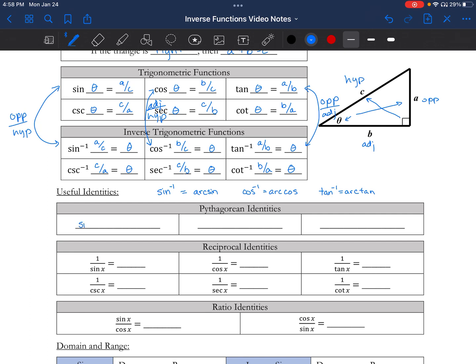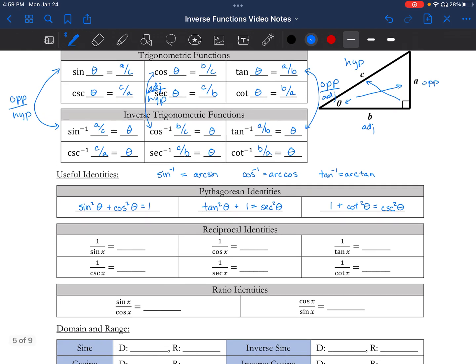So the first one is sine squared theta plus cosine squared theta equals 1. The next one is going to be tangent squared theta plus 1 equals secant squared theta. And the last one is going to be 1 plus cotangent squared theta equals cosecant squared theta. These are nice relationships that, again, relate back to the Pythagorean theorem, but also relate to our trig functions and how I can change from one trig function to another without being too difficult.